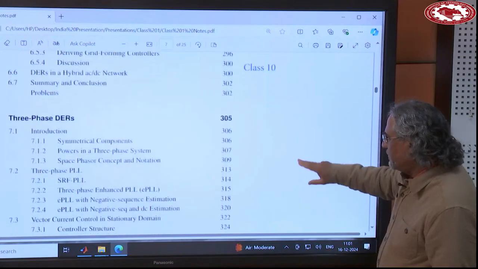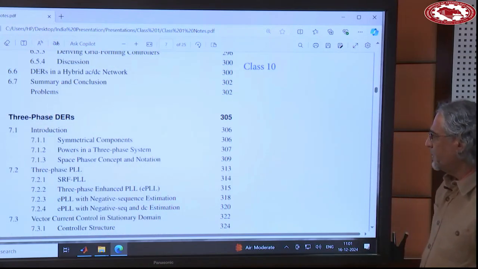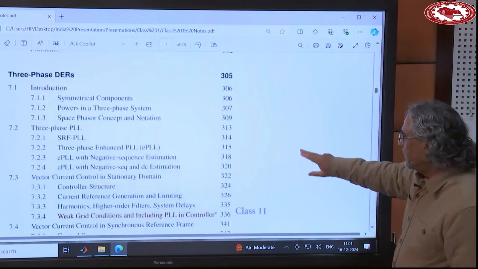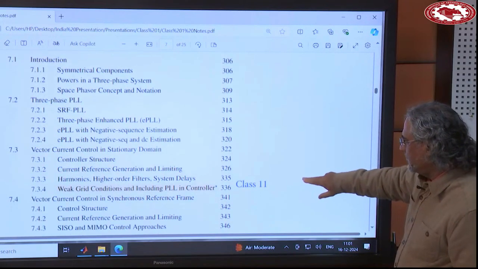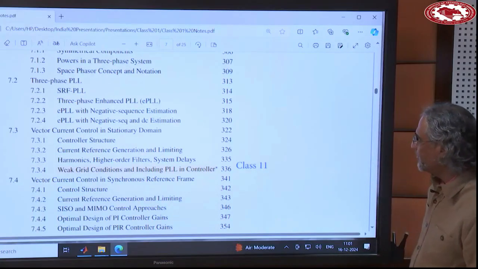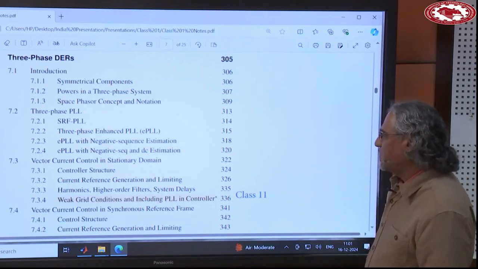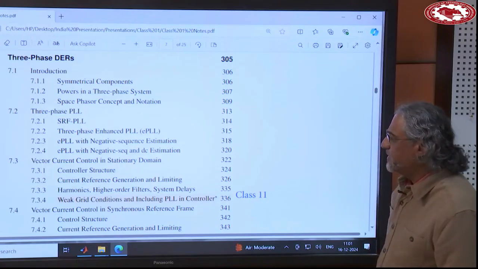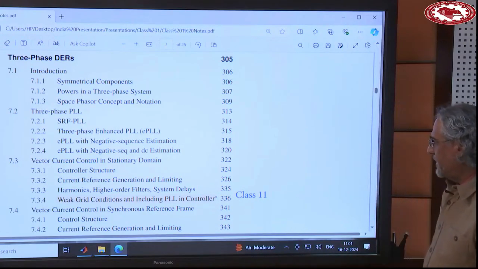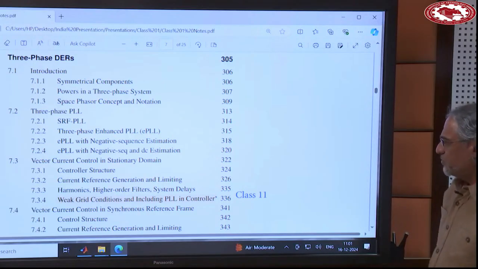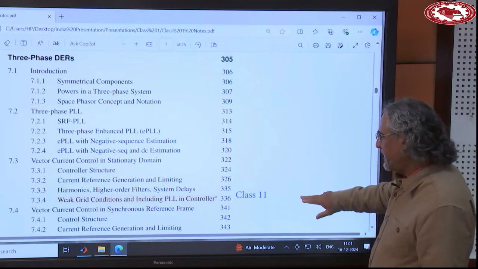Now the last chapter will be three-phase DERs. So again, I have three classes or more, I guess 3 or 4. So the first one, as usual, will be the statement of the problem, the backgrounds, and those kinds of things, and the initial control approaches that are available. So we cover that in the first class.